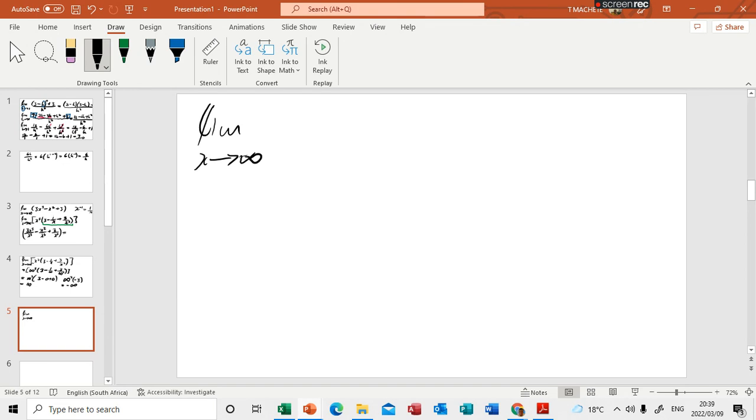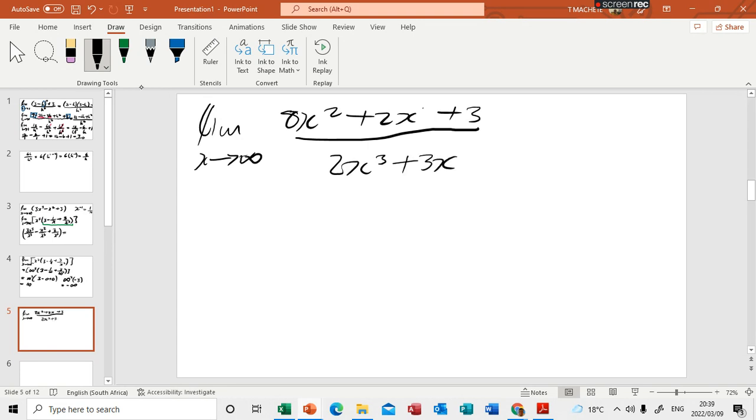Limit as x approaches infinity of 8x squared plus 2x plus 3, all over 2x cubed plus 3x minus 1. Yeah, this one, this is the one.